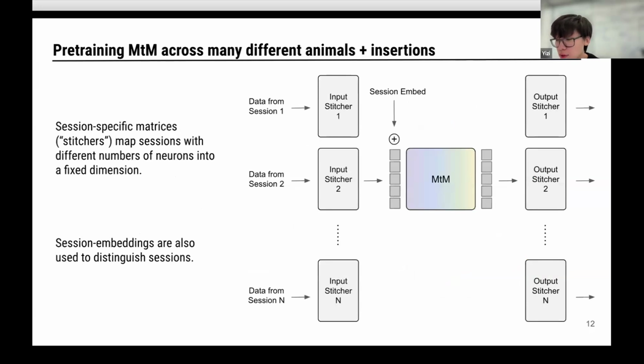Since our goal is to train a large-scale model across many animals, we need to allow multi-session training. One challenge is that different animals have different numbers of neurons, so the neural data from different animals have different feature dimensions. To address this, we use session-specific stitchers to map the input data with different numbers of neurons to a latent representation with the same dimension, which is then passed into the transformer. We also use session-level context embeddings to distinguish the data from different sessions.